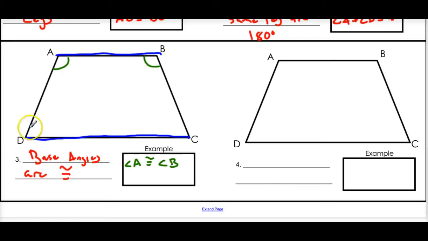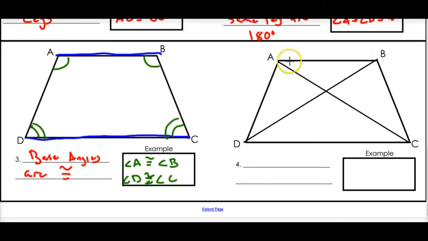And angle D is congruent to angle C. Why? Because they also share a base. So angles that share a base are congruent. And finally, we know diagonals are congruent. In all isosceles triangles, and just isosceles trapezoids, are they congruent?